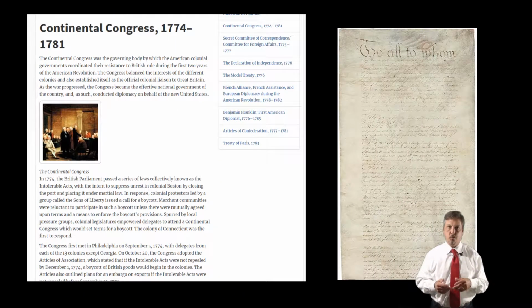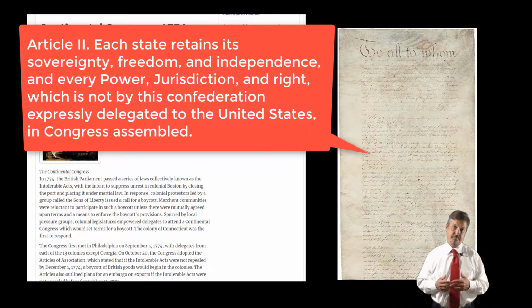During the Revolutionary War, the Continental Congress adopted the Articles of Confederation, which were not formally ratified until 1781. The Articles of Confederation provided for only a limited central government. It often reads more like a treaty than a constitution. Article 2, for example, states that each state retains its sovereignty, freedom, and independence, and every power, jurisdiction, and right, which is not by this confederation expressly delegated to the United States and Congress assembled.